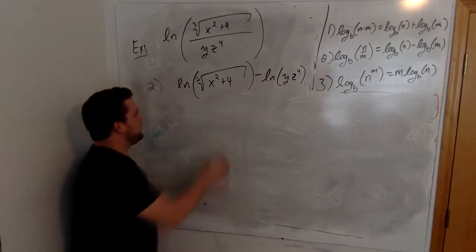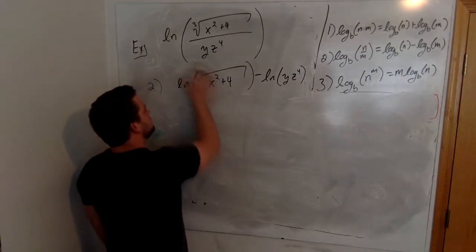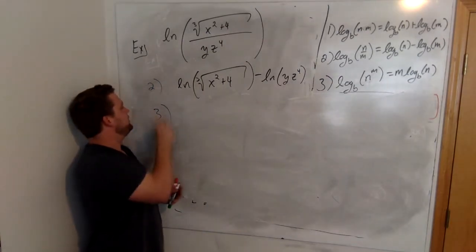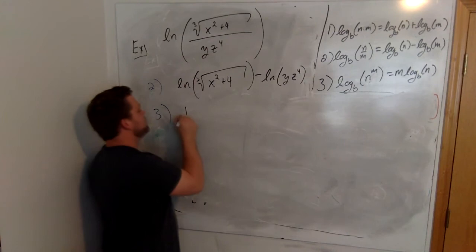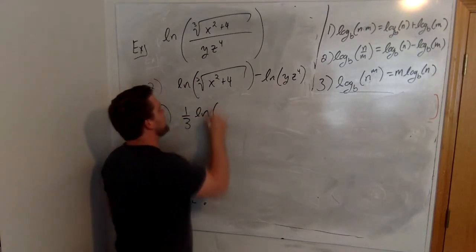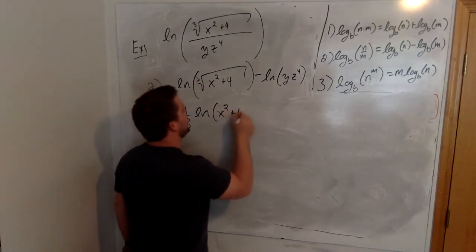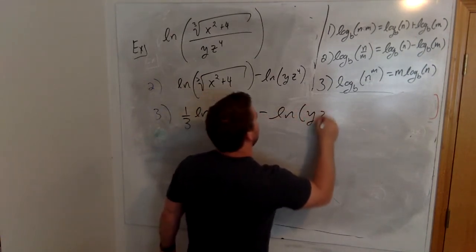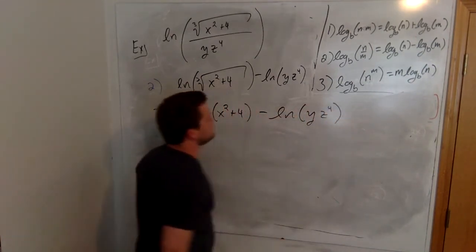Okay, we can use log rule 3 to bring the 1/3 power out front. So this is the same thing as 1/3 times the natural log of x squared plus 4, minus the natural log of y times z to the 4th.